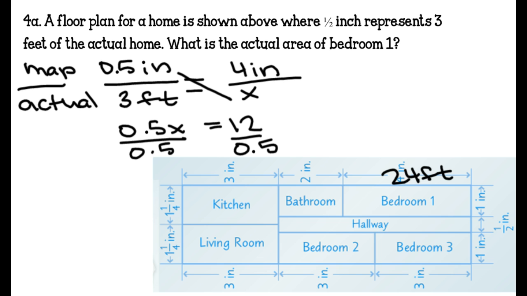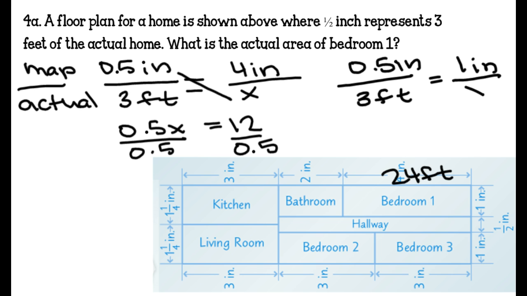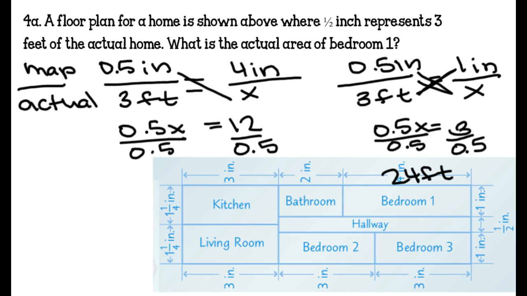And now I'm going to go over and do the width. So we have for a 1/2 inch, it is 3 feet. And our width is 1 inch. So what's the real width? So we take 1 times 3 is 3, and 0.5x. Divide by 0.5 to get x by itself. And in real life, we have a width of 6 feet.